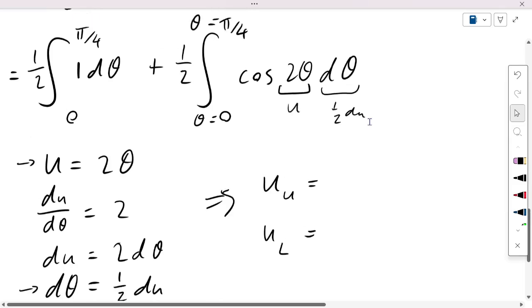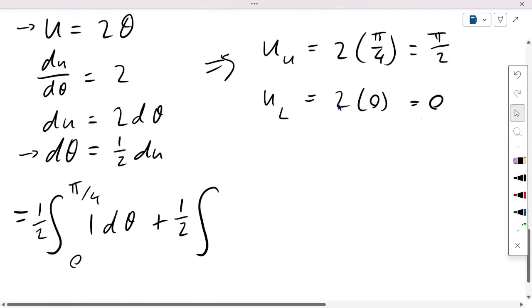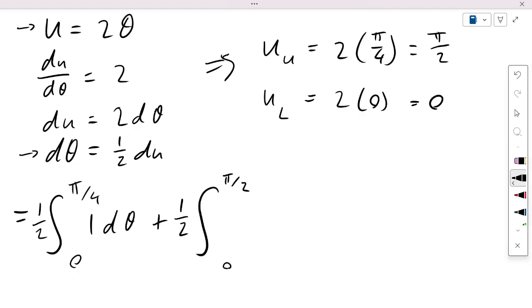Okay, so then we're going to do the following. It's going to be 2 multiplied by pi over 4, which is just going to give us pi over 2. And then 2 multiplied by 0 is just equal to 0. Okay, so now we have our new upper and lower limits: pi over 2 and 0. You can see that whenever you make a new substitution, you have to find new limits. Otherwise, it's going to be completely wrong, because you're finding a new way to go about integrating.